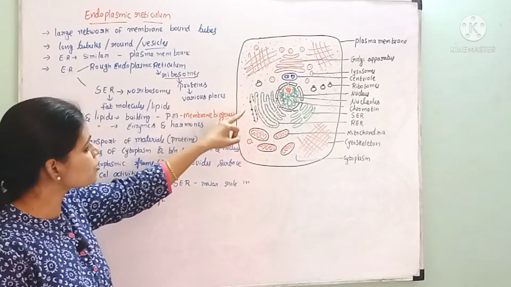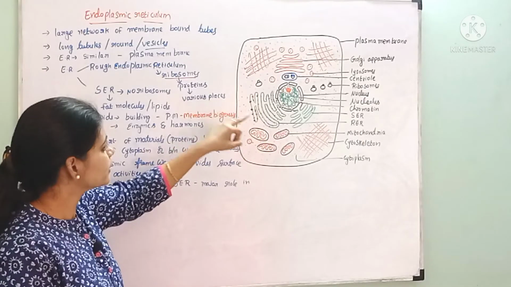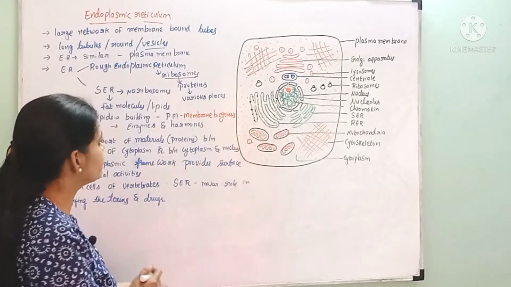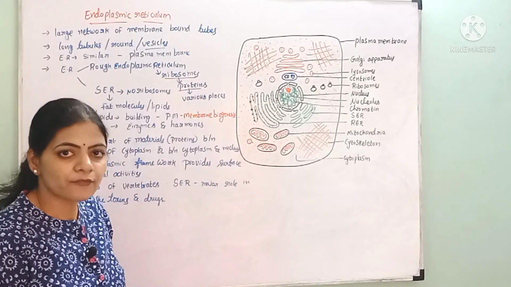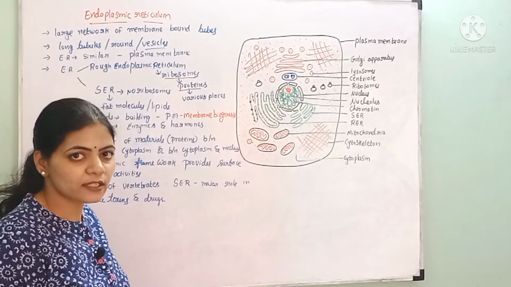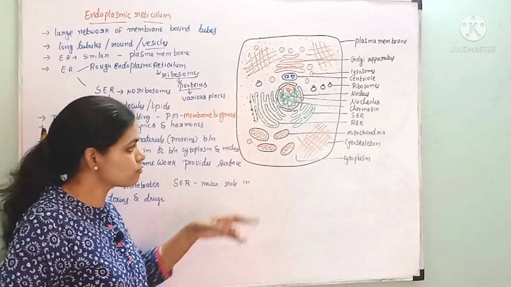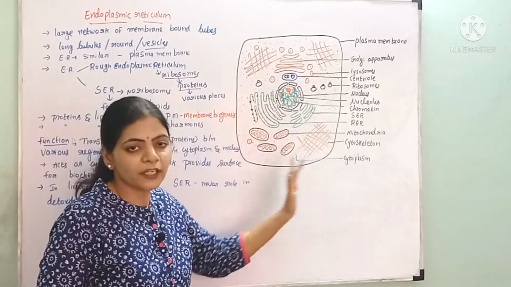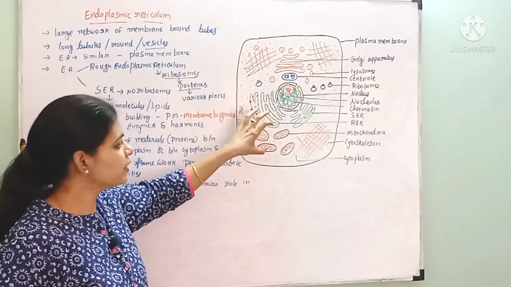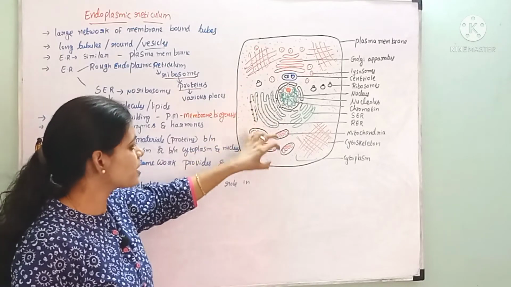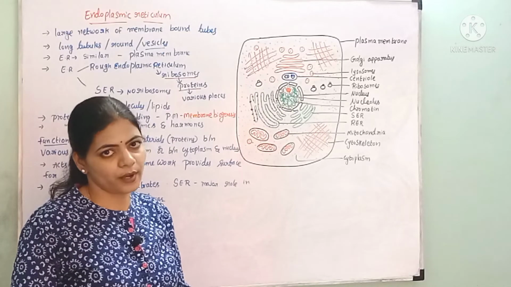Because of the presence of these ribosomes, the function of the rough endoplasmic reticulum is to manufacture proteins. And after manufacturing these proteins, what does it have to do? They need to be transported to the various places of the cell depending upon the need. So the proteins manufactured will be transported to the different places of the cell depending upon the requirement.